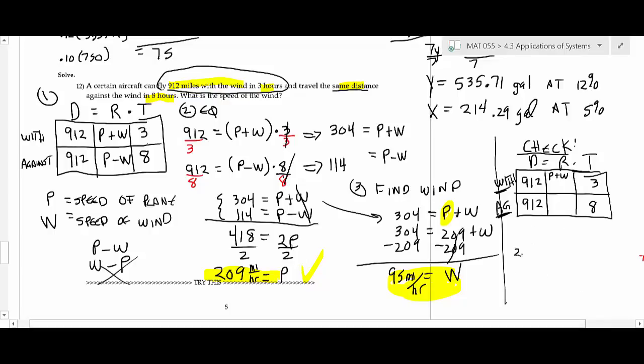So if you take 209 plus 95, what's that, 300? 304. Yeah, 304. So I'm going to put a 304 there. That's what you get there. That's with the wind.